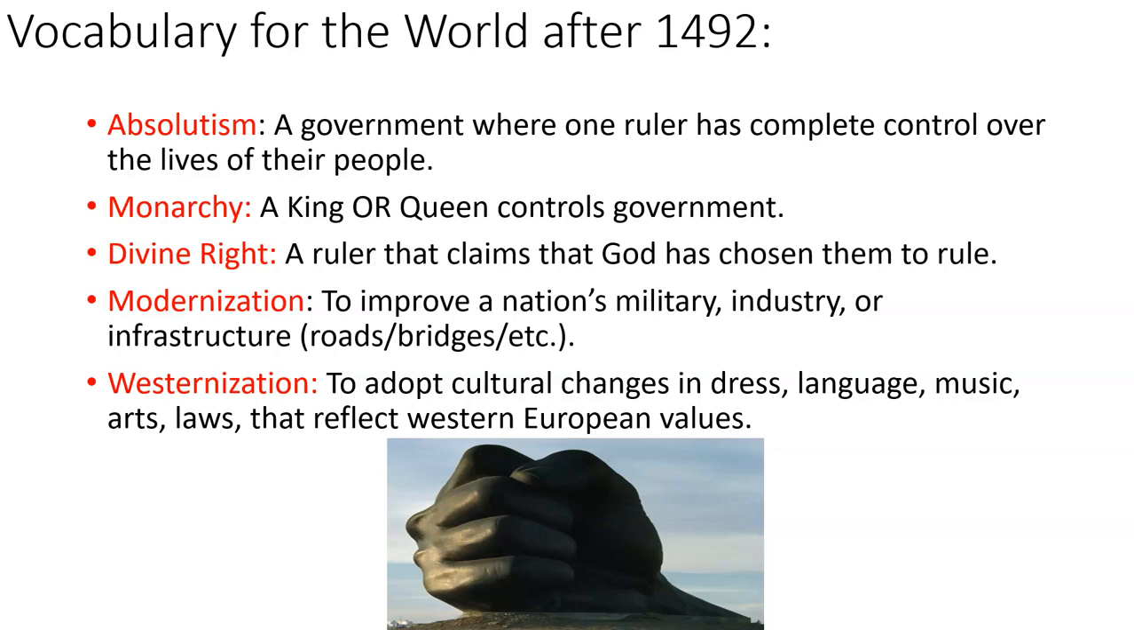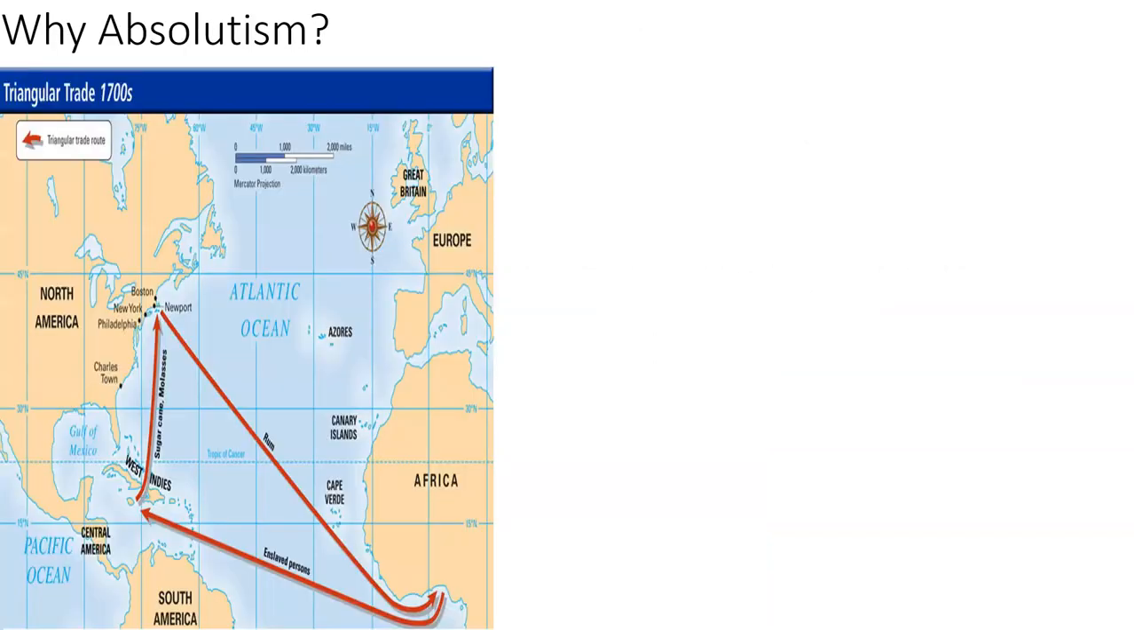And then westernization is to be like Western Europe. So this is where you're going to get some tighter fit clothing for women. You're going to start to maybe get some languages like Dutch. You'll get a language like French, English, right? Trying to adopt what Western Europe is doing, okay? So the Eastern countries will try to do this, Middle Eastern countries. So that's our vocab.